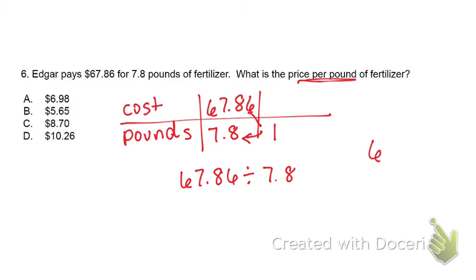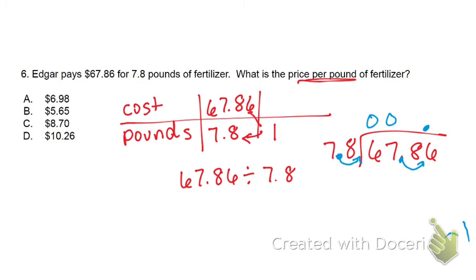When I would do that, remember, I cannot have a decimal out here in my divisor. I'm going to move it over 1. I'll take that one, move it over 1. So it goes right up here. All right? So 78 doesn't go into 6. It doesn't go into 67. It does go into 678 8 times.